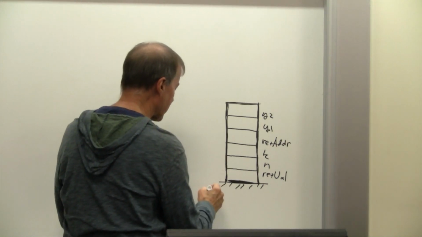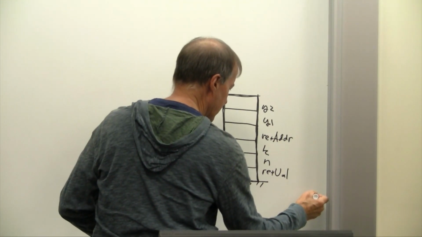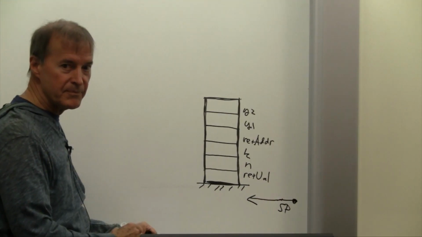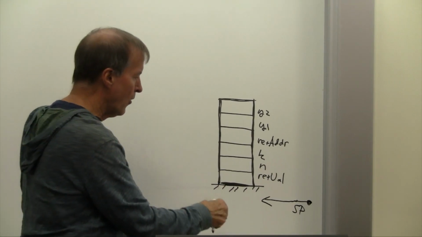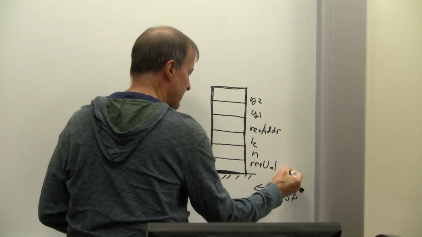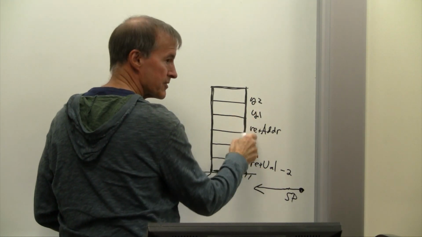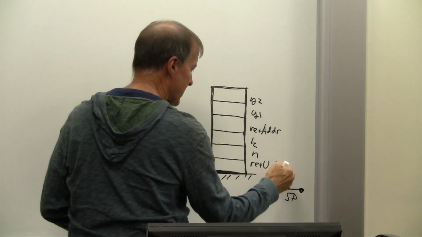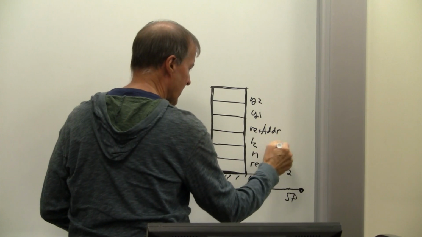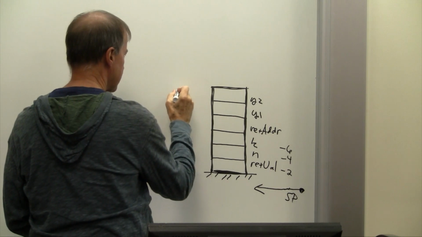Now, when the stack pointer is down here, let me see how to do this. Is this showing up on the video? Okay, when the stack pointer is down here, what is this ret val relative to the stack pointer? What is its address? -2. And by the way, these are all 2 bytes, right? They're integers, and the return address is 2 bytes. What is the address of this n? -4. And what is this k? -6.